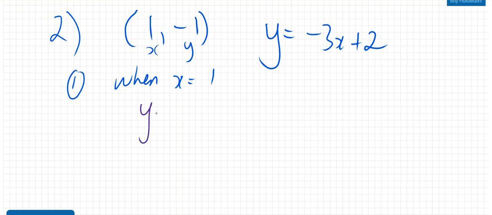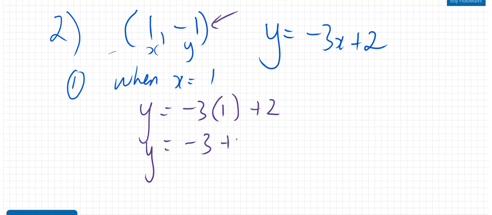I'll have this. Y equals minus 3 times x is 1, so the positive 1, plus 2. So I've replaced that x with 1. And this point tells me when x is 1, what should y equal? Y should equal negative 1. So that's what I should get if it belongs to this line. So y equals minus 3 times 1 is minus 3 plus 2. Now, minus 3 plus 2 gives me a negative 1.